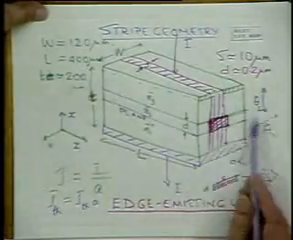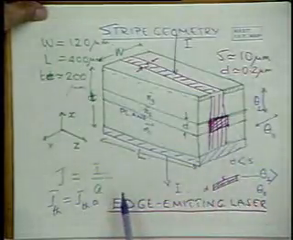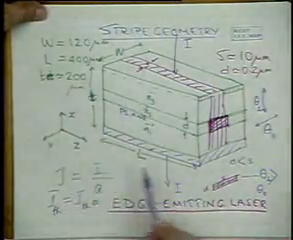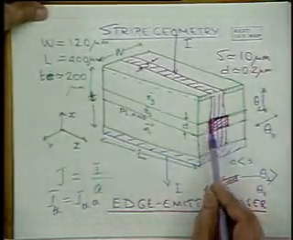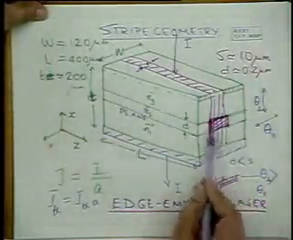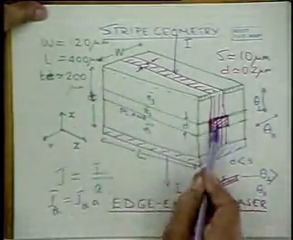So we are interested in the radiation pattern from this stripe geometry laser. We are interested in the threshold current, and we are interested in the modes, the various transverse electric or transverse magnetic modes that can propagate in this cavity of length L.